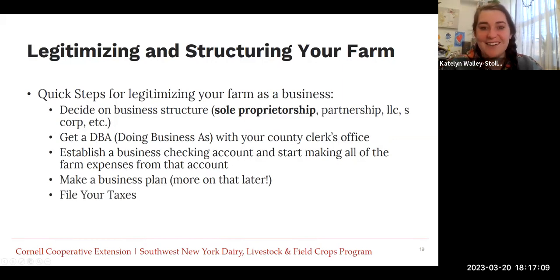Then you file your taxes. And once you file your taxes, that's it. You have officially made it as a farm business in the eyes of the government.